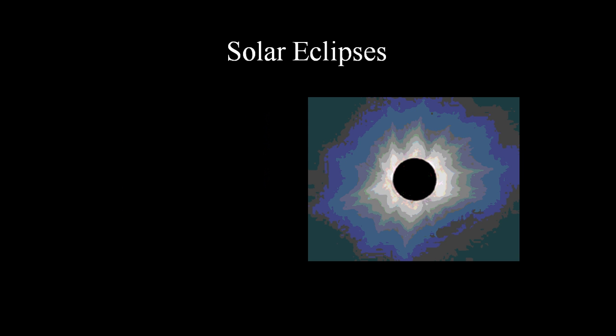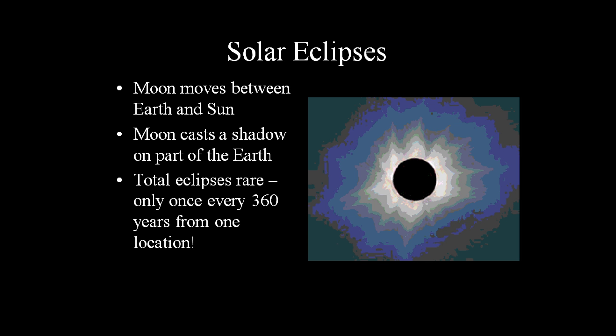Solar eclipses. The moon moves between the Earth and the sun, and the moon therefore casts a shadow on part of the Earth. Total eclipses are rare, only once every 360 years from one location.